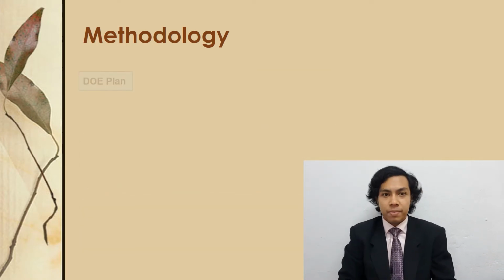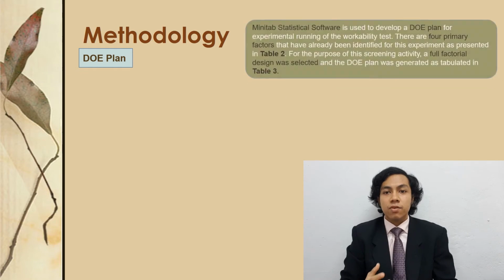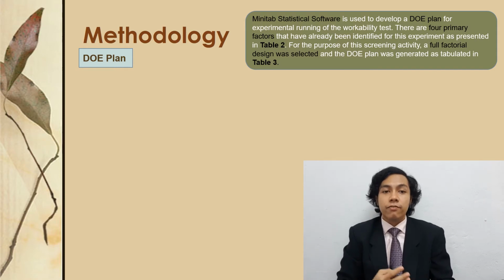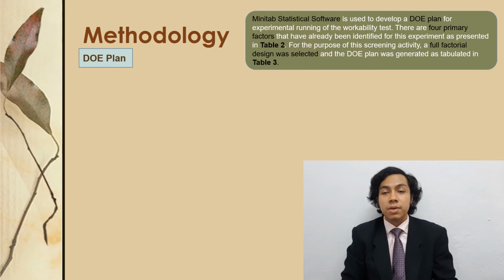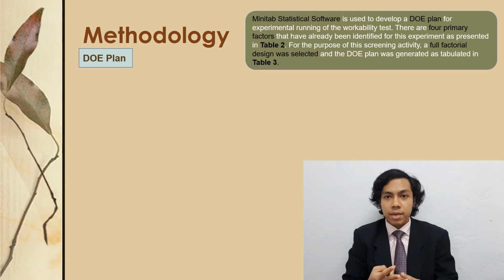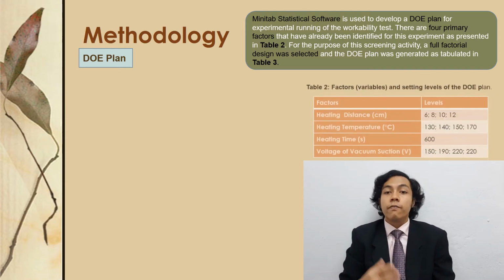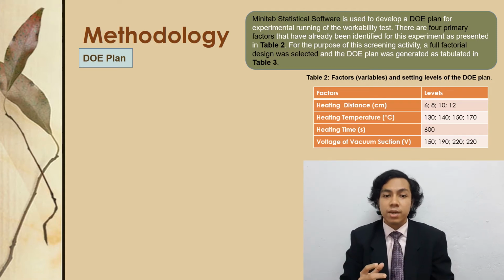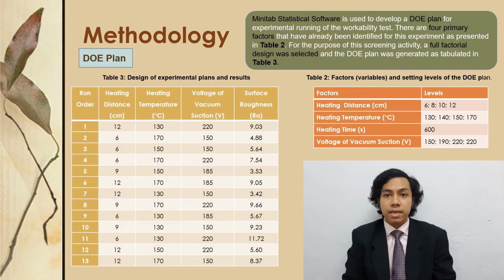Next is the DOE plan. Minitab statistical software is used to develop a DOE plan for the experimental running of the workability test. There are 4 primary factors that have already been identified for the experiment, which are the heating distance, heating temperature, heating time, and voltage of vacuum suction as presented in Table 2. For the purpose of the screening activity, a full factorial design was selected and the DOE plan was generated as tabulated in Table 3.